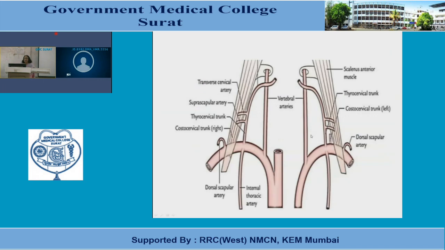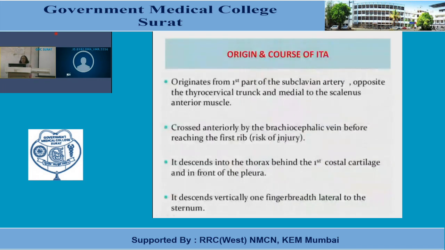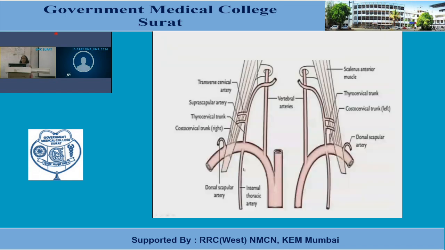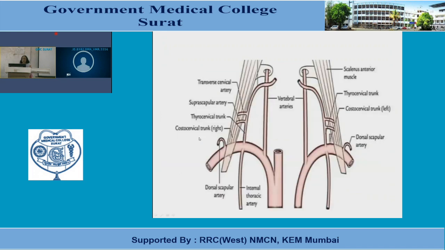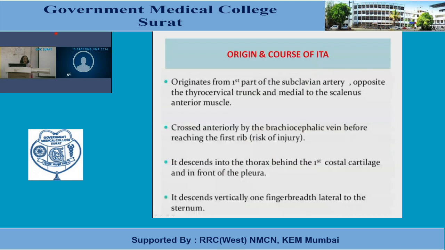Now it descends into the thorax behind the first costal cartilage. In the diagram, I have shown the first costal cartilage, and the artery is here. So it descends down in the thoracic region behind the first costal cartilage and in front of the pleura. The pleura is the protective covering of the lung; we'll do it later on.